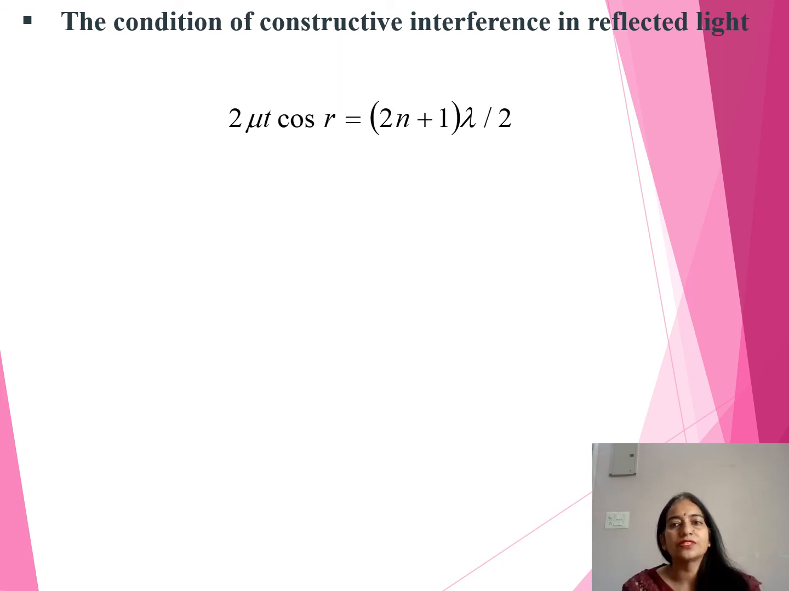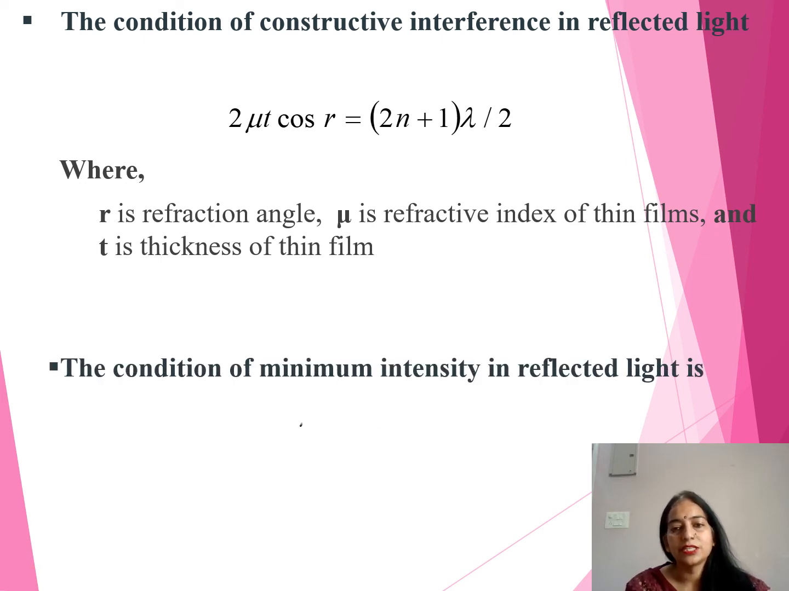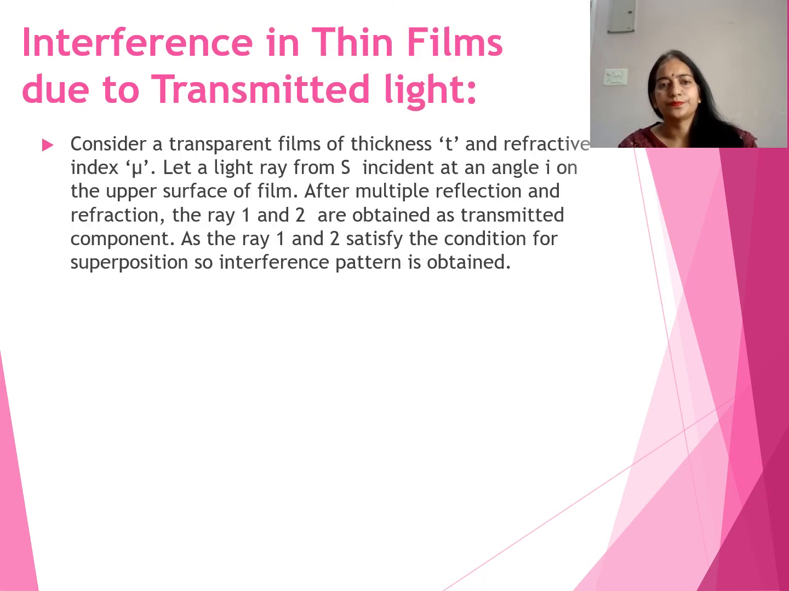So the condition of constructive interference: 2 mu t cos r is an odd multiple of lambda by 2, where r is the refraction angle, mu is the refractive index of the film, and t is the thickness of the film. The condition for minimum intensity in reflected light: 2 mu t cos r is equal to an even multiple of lambda by 2. Now, interference in thin film due to the transmitted case.